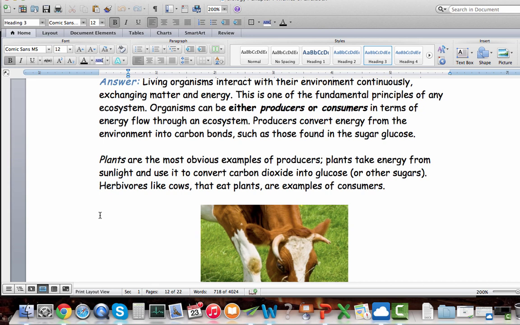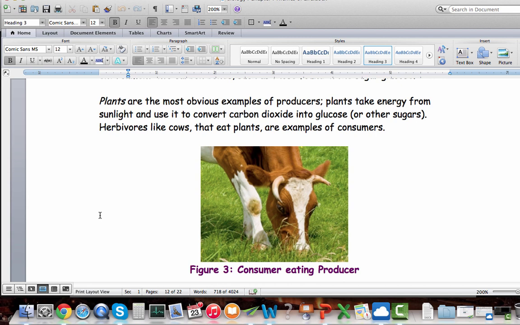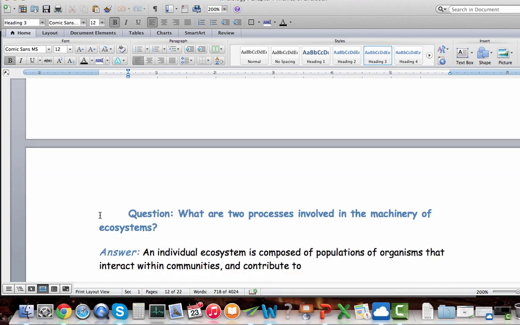Producers convert energy from the environment into carbon bonds, such as those found in the sugar glucose. Plants are the most obvious examples of producers on Earth. Plants take energy from sunlight and use it to convert carbon dioxide into glucose or other sugars. Herbivores, like cows, that eat plants are examples of consumers.